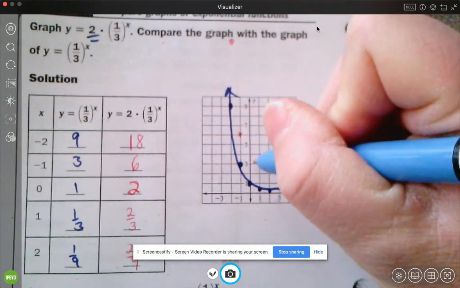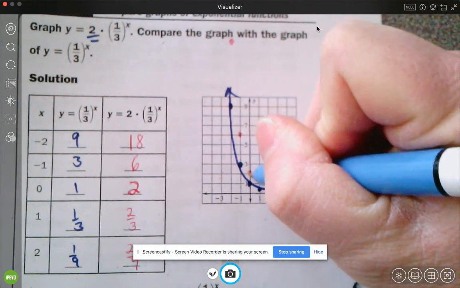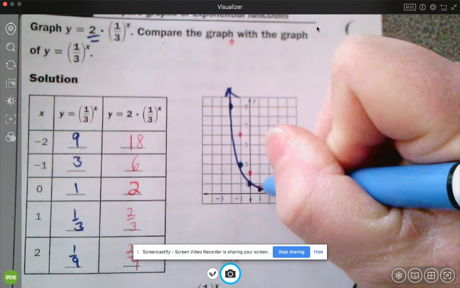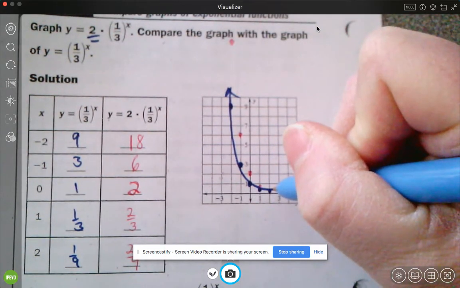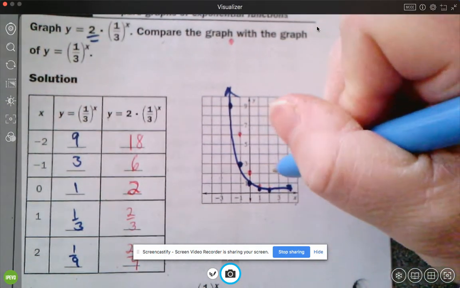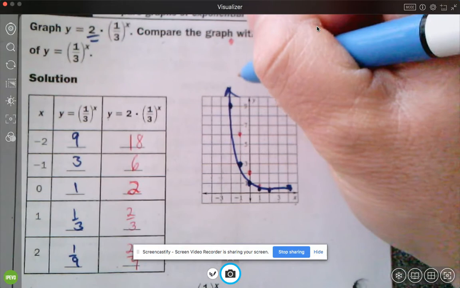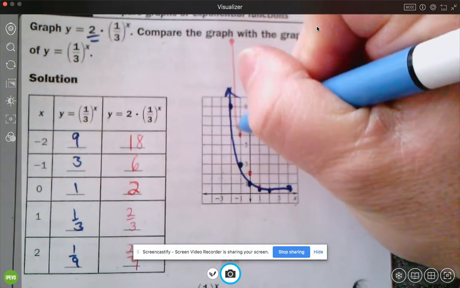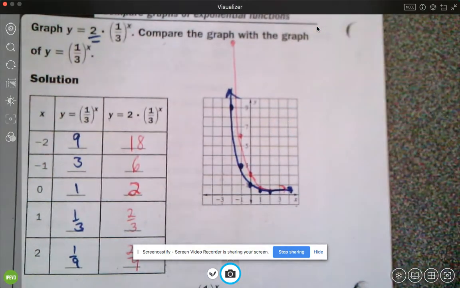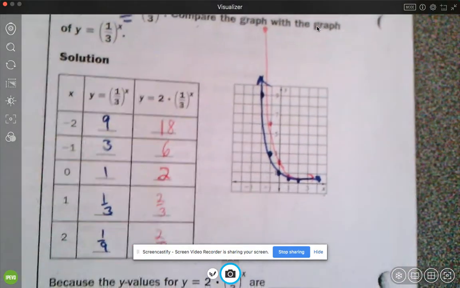-6. And then 1, 2 here. 0, 2 here. And then 1, 2/3 right there. And then 2, 2/9 down here. So the graph would kind of look like this with my smooth curve going like that. So definitely a difference there.